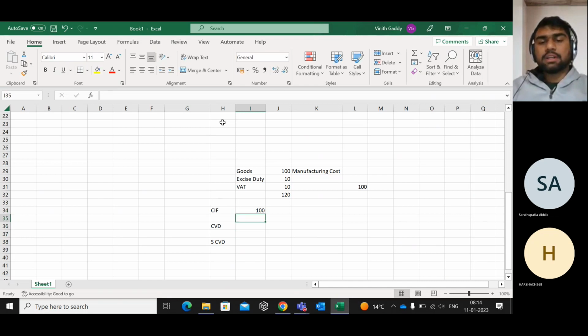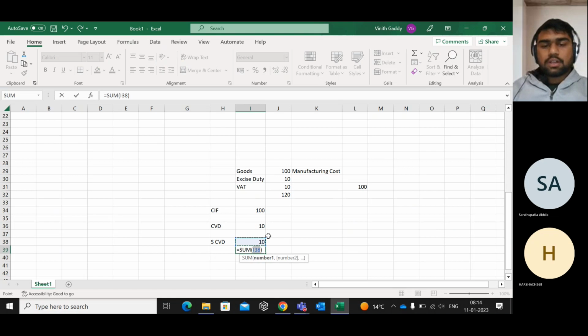Now what the government thinks is, if this good were manufactured in India, how much excise duty would it attract? That means to countervail excise duty, the government will levy CVD. To countervail VAT, the government will levy SAD, that means special CVD. Now the cost implies the same.